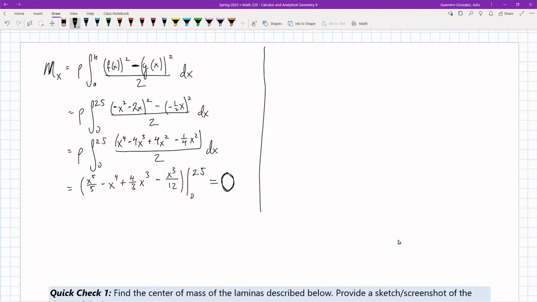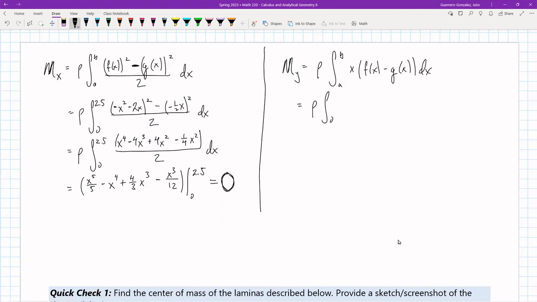Okay, so this is m sub x, the moment with respect to the x-axis. Now I'm going to find the moment with respect to the y-axis. And that is equal to rho times the integral from a to b. I'm just writing the equation over again, of x times f of x minus g of x dx. Okay, off to the races.